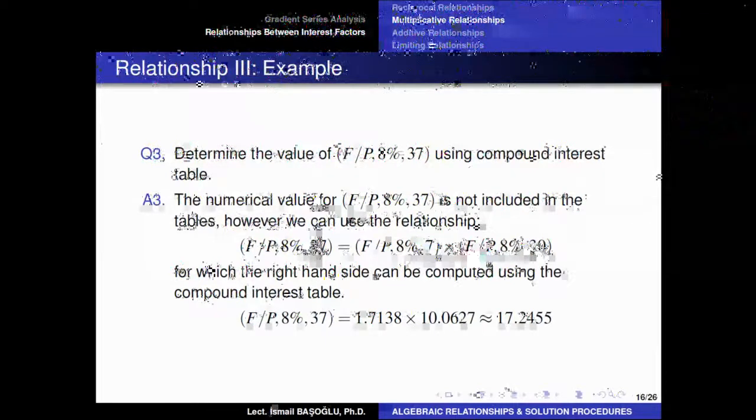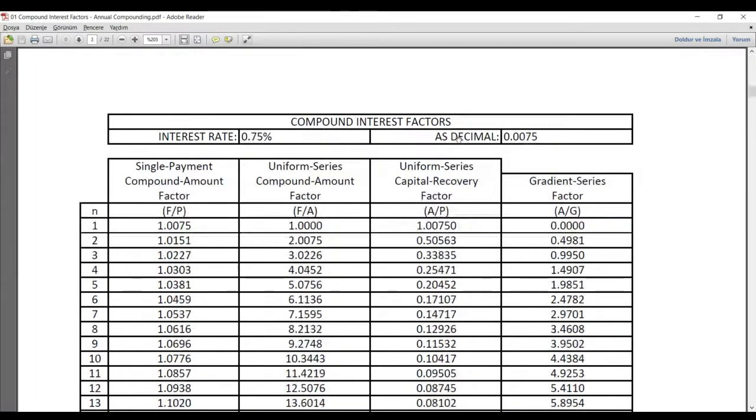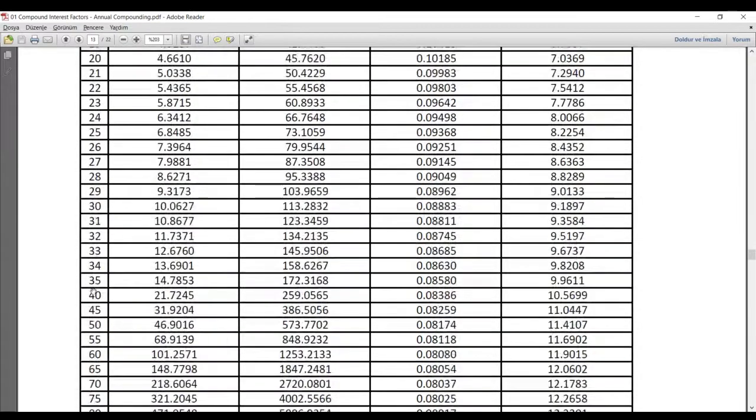Now let's go to our compound factor table. All right, so we have F over P, and for which interest rate are we looking? 8%, right? So this is the page that we would like to see. And as you can see, if you go down, you will realize that there is not a row corresponding to 37 investment years. For 37 investment years, we expect the compound amount factor to be somewhere between this value and this value. So it should be somewhere between 14.78 and 21.72.